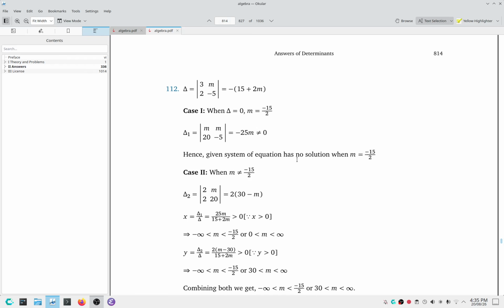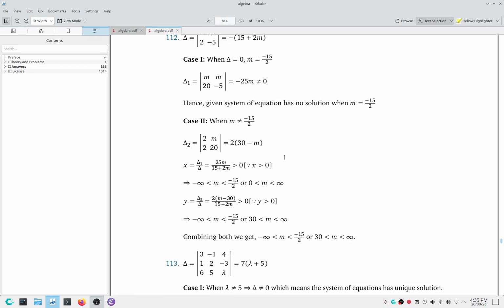So the given system of equations will have no solution when m is minus 15 by 2. Now we take the second case when m is not equal to minus 15 by 2. Delta 2 would be 2 times 30 minus m. So our x is 25m upon 15 plus 2m. Now there would be two cases, that is m lies between minus infinity and minus 15 by 2, and the second is it will lie between 0 and infinity.